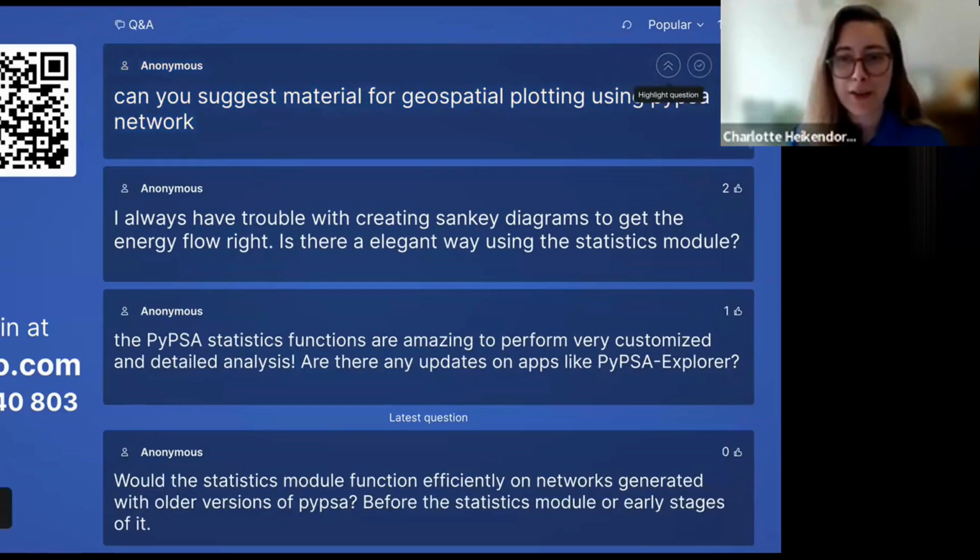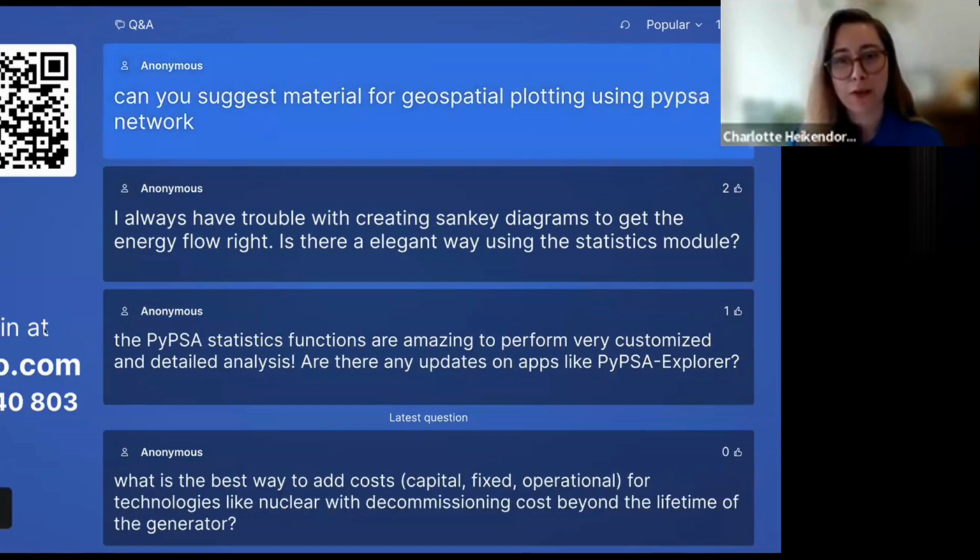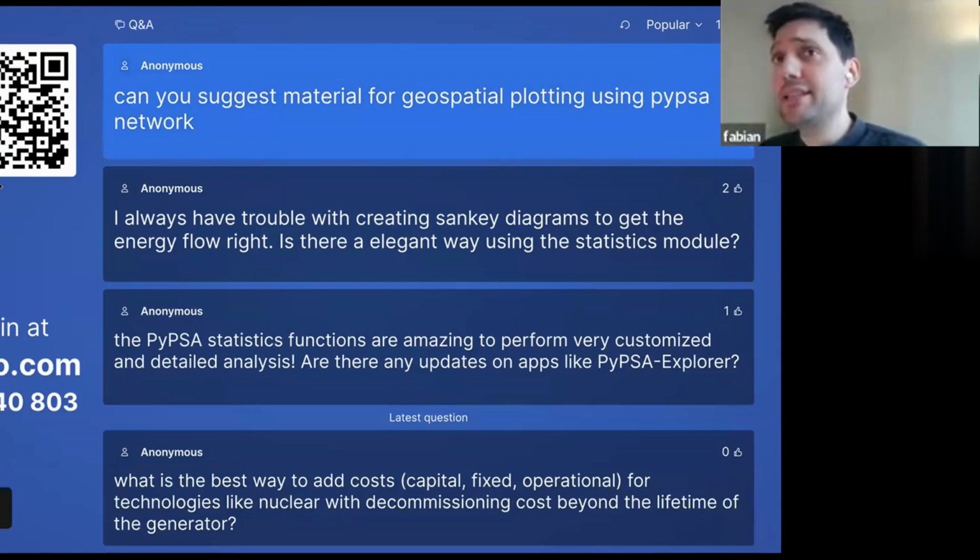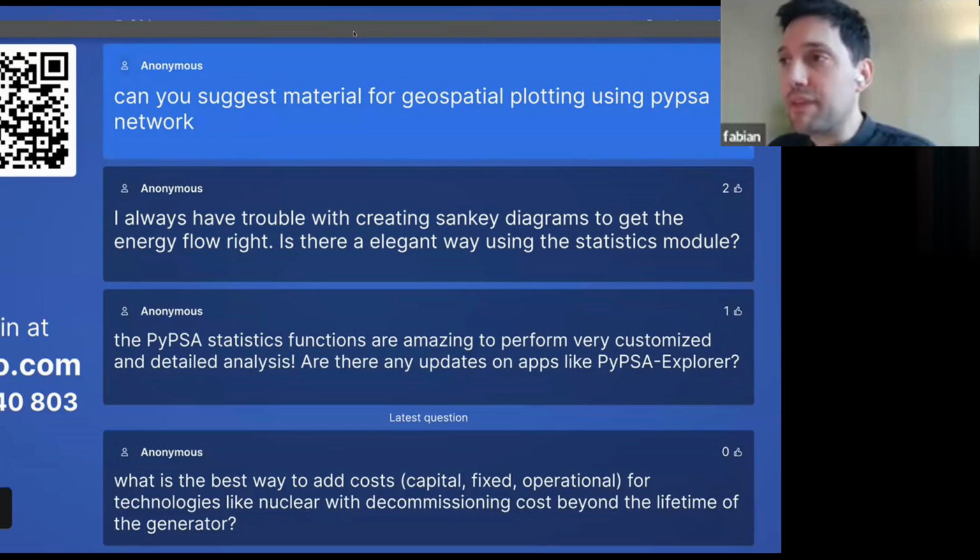So there's a question saying, can you suggest material for geospatial plotting using the PyPSA network? Yeah, I guess I can. It's just a very broad field. There is also something related to the statistics module. So you can create maps with the statistics module as well if you go into that direction. I guess it's something we have to talk about in another session. If you want to have a look at it, it's called n.statistics.plot.map, I guess. Is it that one?